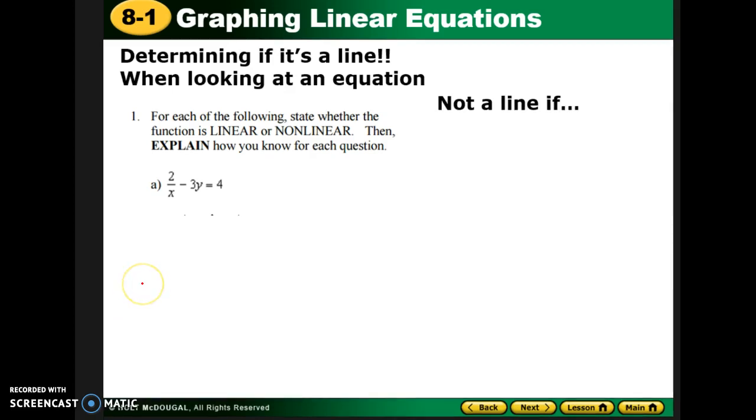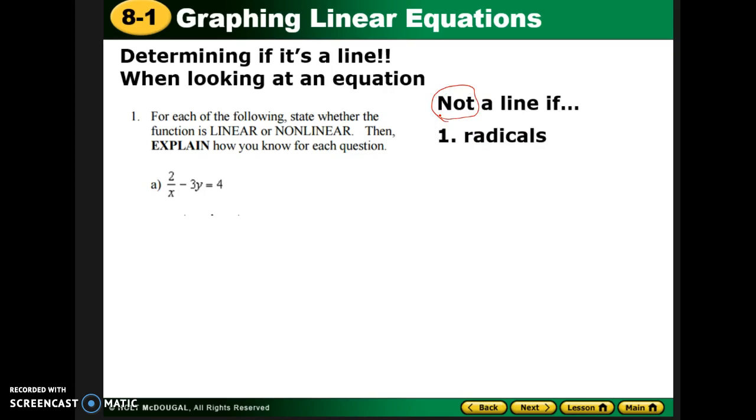So to start with, we have this equation here, 2 over x minus 3y equals 4. And we want to determine if it's a line just by looking at it, and then explain how we know. There are a few ways an equation can be written where it's not a line. If these 5 things happen, it's not going to be a line.